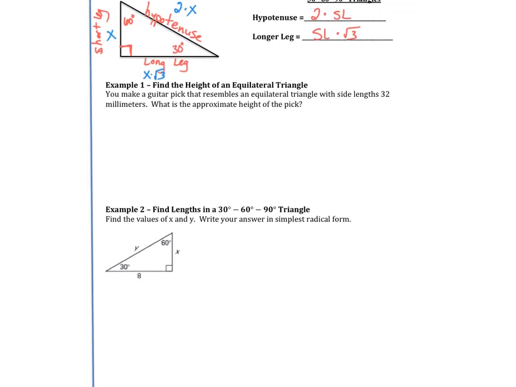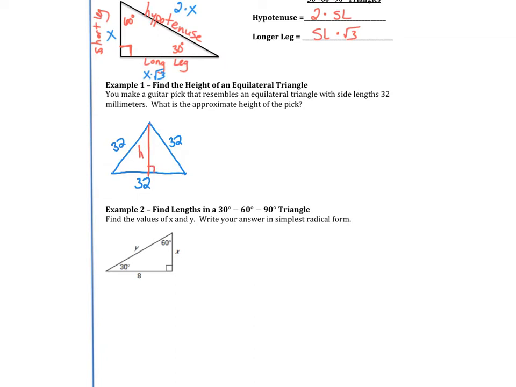So in example 1, it says find the height of an equilateral triangle. You make a guitar pick that resembles an equilateral triangle with side lengths of 32 millimeters. So what we have is a triangle. Try your best to sketch it so it looks like all the sides are the same, and they each are 32. And we're trying to find out what is the approximate height of the pick.